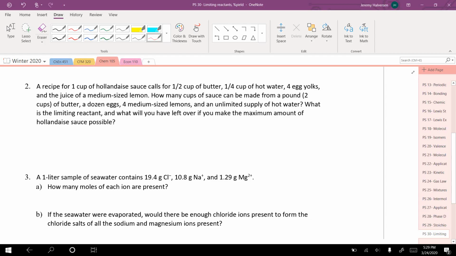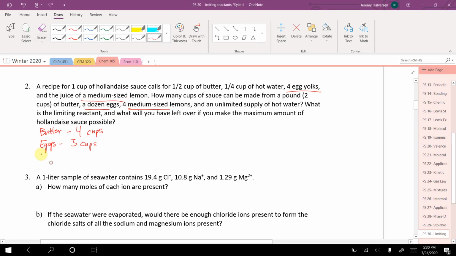So we have 2 cups of butter, and you need 1 cup. So butter, 1 cup of hollandaise sauce takes 1/2 cup of butter. So if I have 2 cups, that can make 4 cups of sauce. I have a dozen eggs, and I need 4 eggs to make a cup. So my eggs could make 3 cups of hollandaise sauce. I have 4 medium-sized lemons, and 1 medium-sized lemon makes 1 cup.